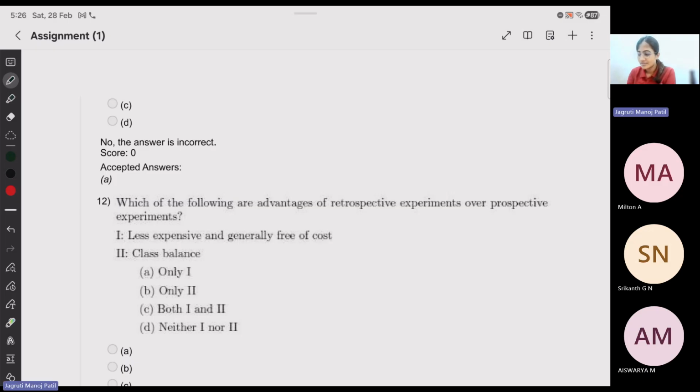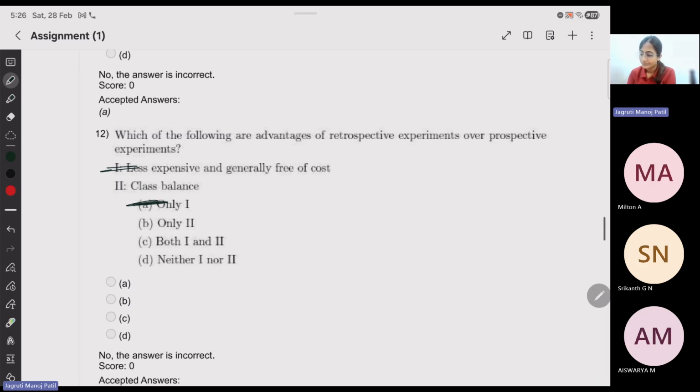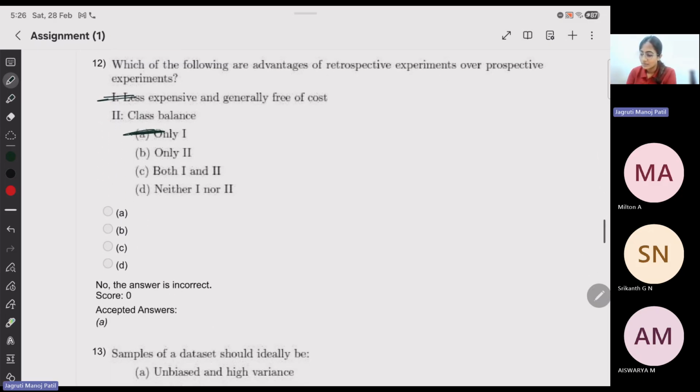So yeah, of course, these retrospective experiments are less expensive and they are generally free of cost. So that's only option A that you'll be looking at. Okay. So here the answer is A.